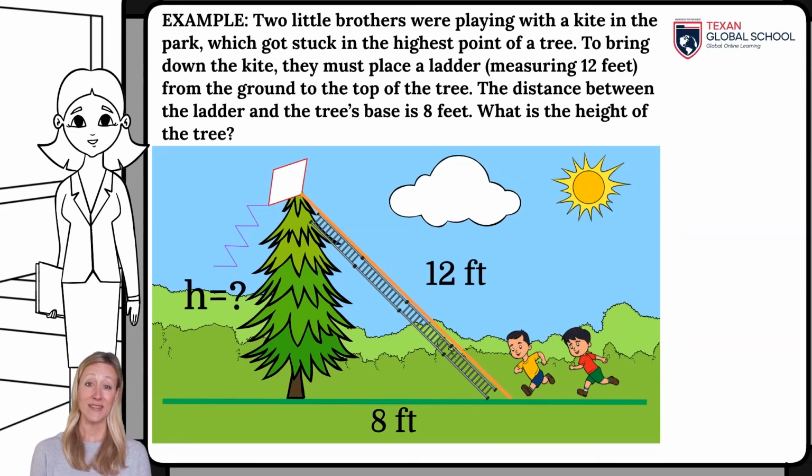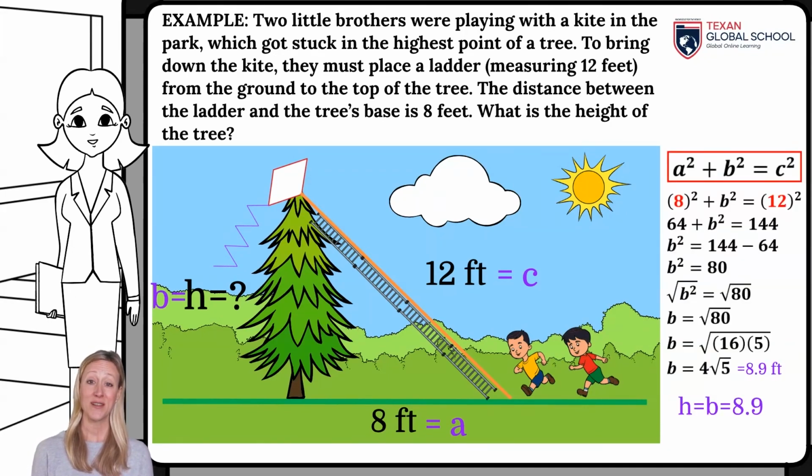As we can see, the first thing we must do is sketch the problem. In this way, we can visualize what we should do. So, we have the hypotenuse of 12 feet and the distance of 8 feet as one of the legs. Substituting in the Pythagorean theorem results in the other leg of 4 times the square root of 5, indicating that the tree is about 8.9 feet tall.